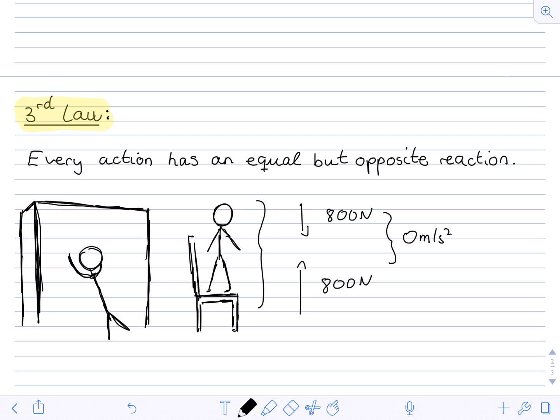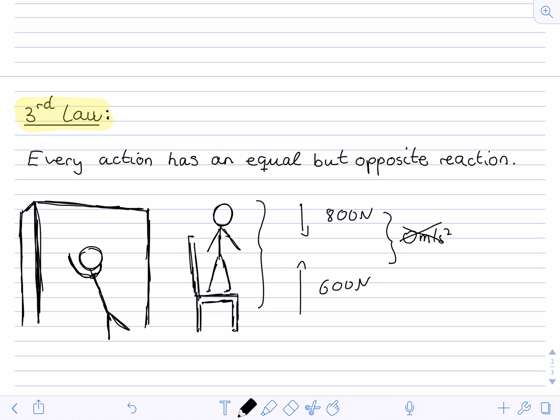That's what it means. If the chair wasn't exerting this force, let's say the chair could only support 600 newtons, well, the velocity would be different, okay? The velocity wouldn't be zero, which means that the chair will break and Bob will fall off.